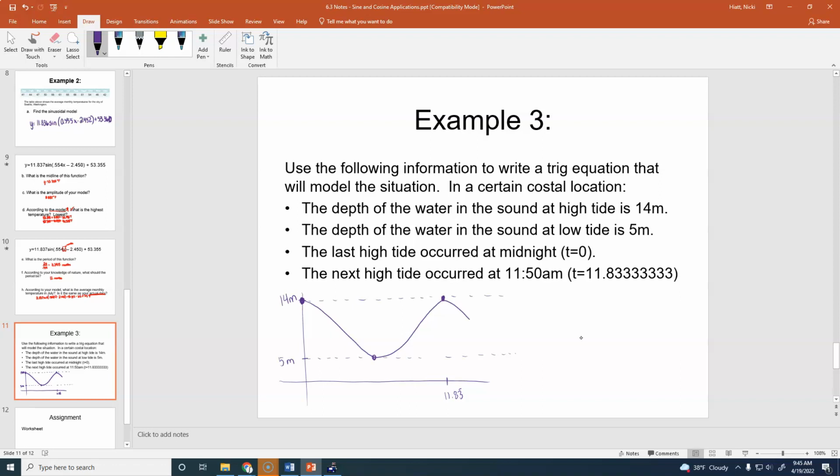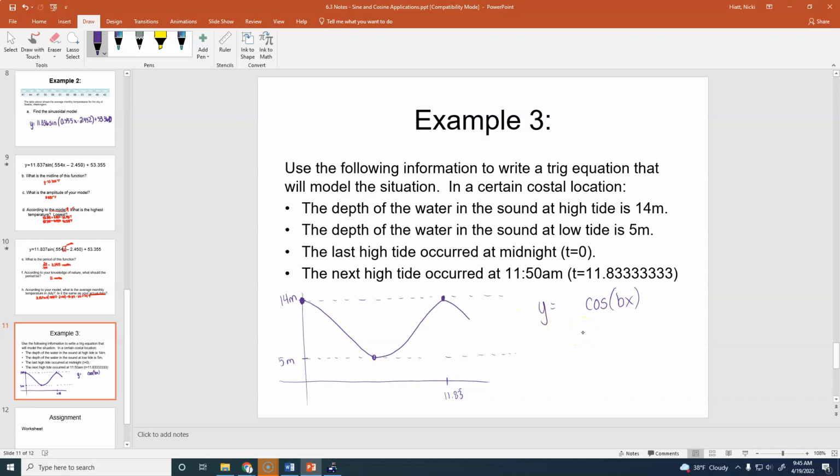Should we use sine or cosine if we're going to do this one by hand? Cosine would be better because cosine has a y-intercept at a maximum, and this has a y-intercept at a maximum. So we don't have to phase shift if we use cosine. So I'm going to use cosine. I'm going to put a bx right here, but I'm not going to put a plus c because I already have a maximum at the y-intercept, so I know I don't have to phase shift.